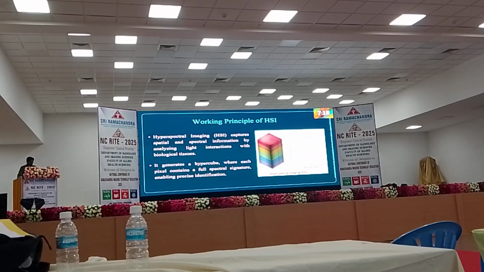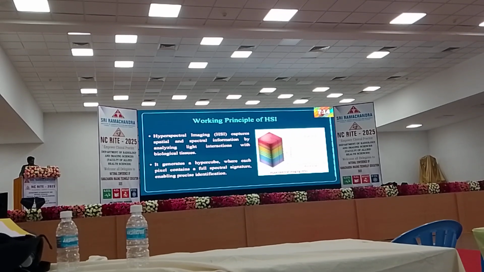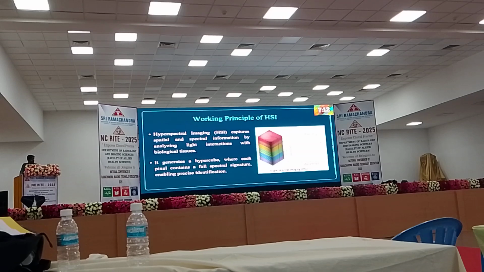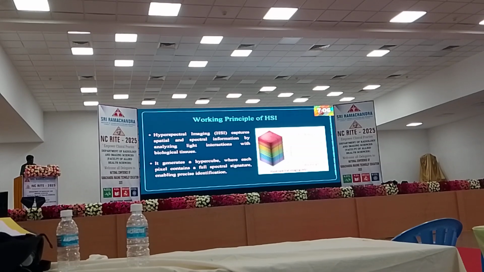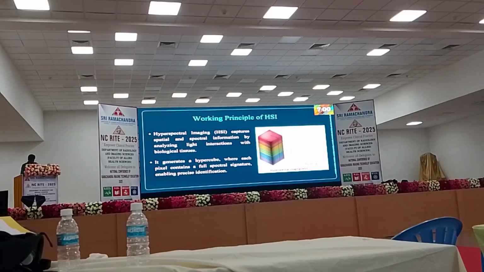Moving on to the working principle, hyperspectral images capture spectral as well as spatial information. How does it capture? By analyzing the light interaction with biological tissues. It generates a hypercube where each pixel contains a full spectral signature, enabling precise identification. So every pixel has a unique spectral signature. It is also called a spectral fingerprint.